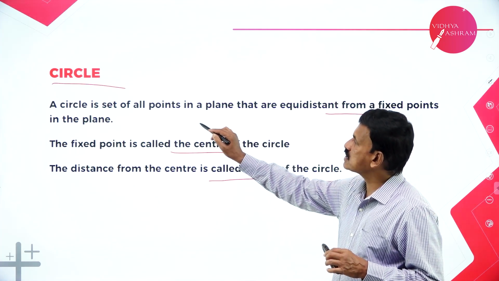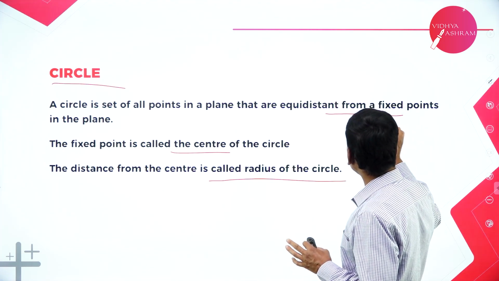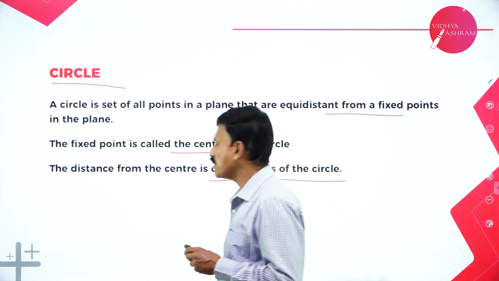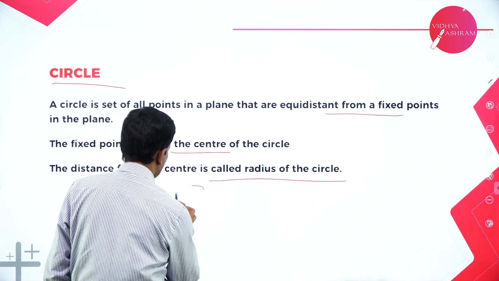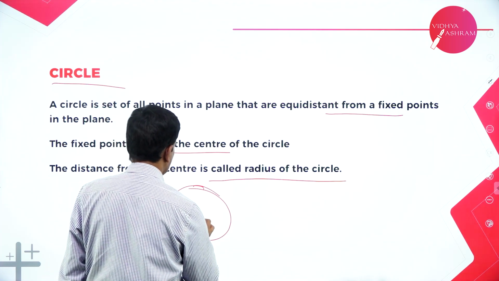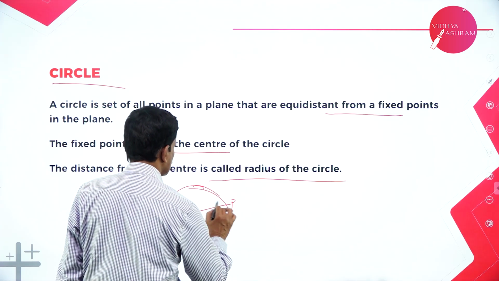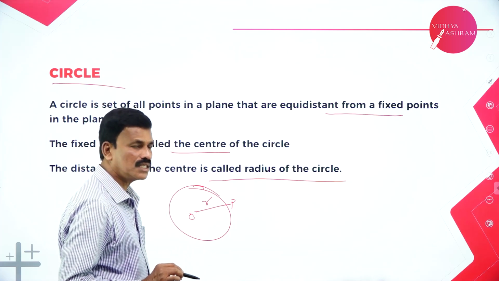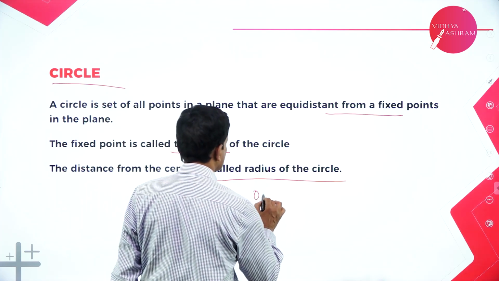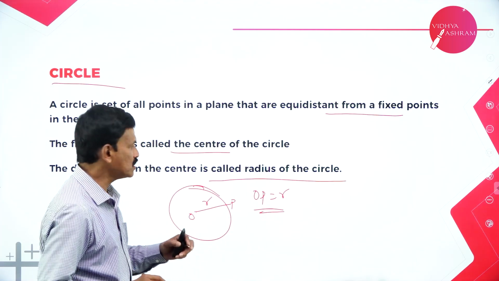So a circle is a set of all points in a plane such that they are equidistant from a fixed point in the plane. Suppose I draw a circle, right? This is a fixed point, this is a fixed point, and this is the center. The distance from O to P is a constant, and this distance is called the radius. OP is equal to r, the radius, is a constant distance.